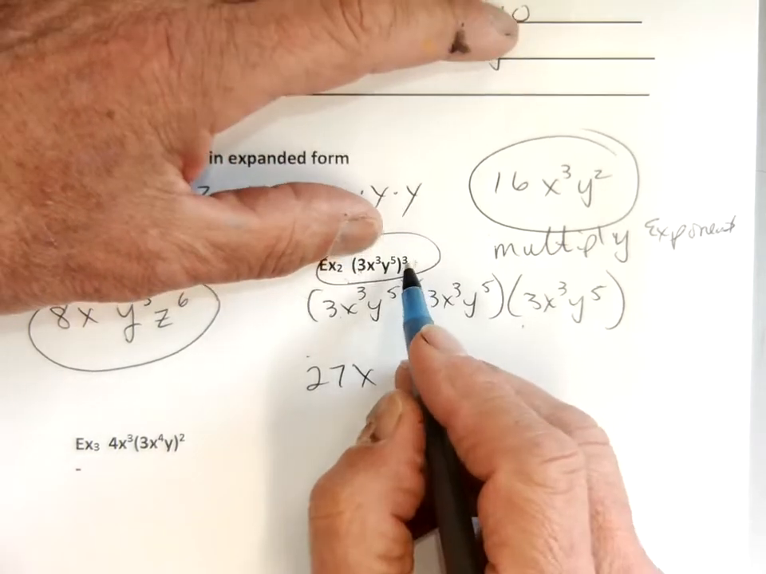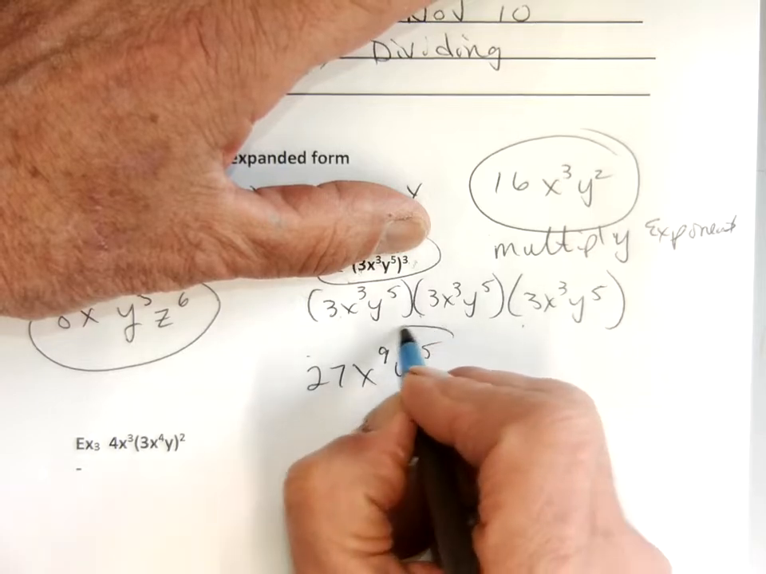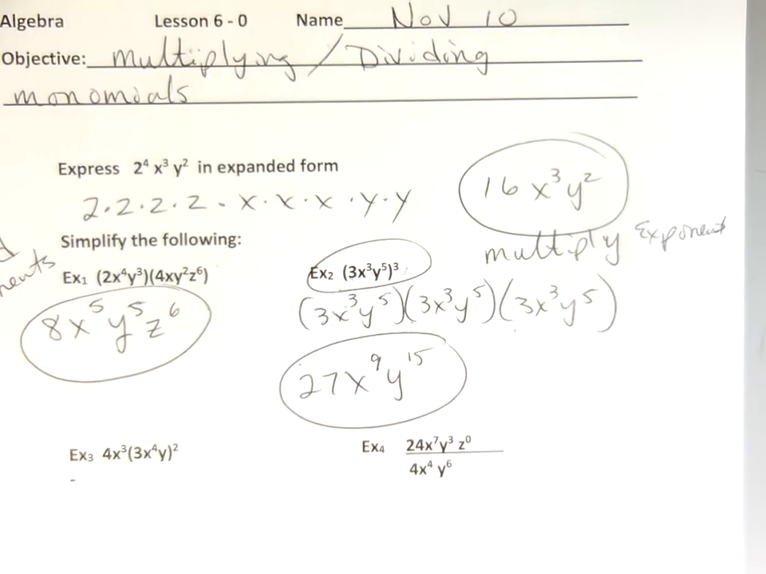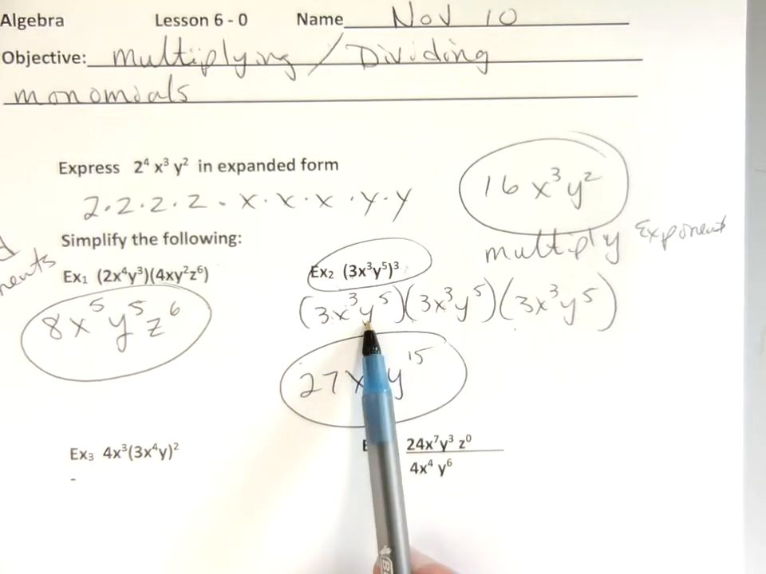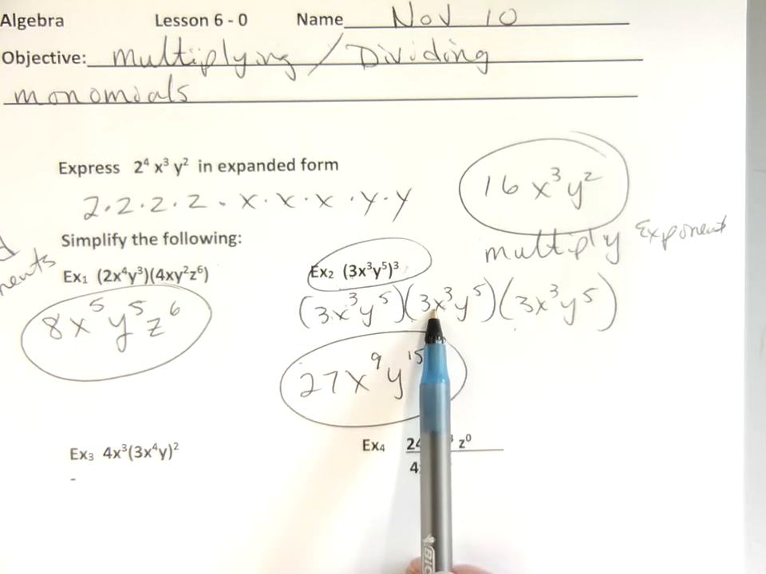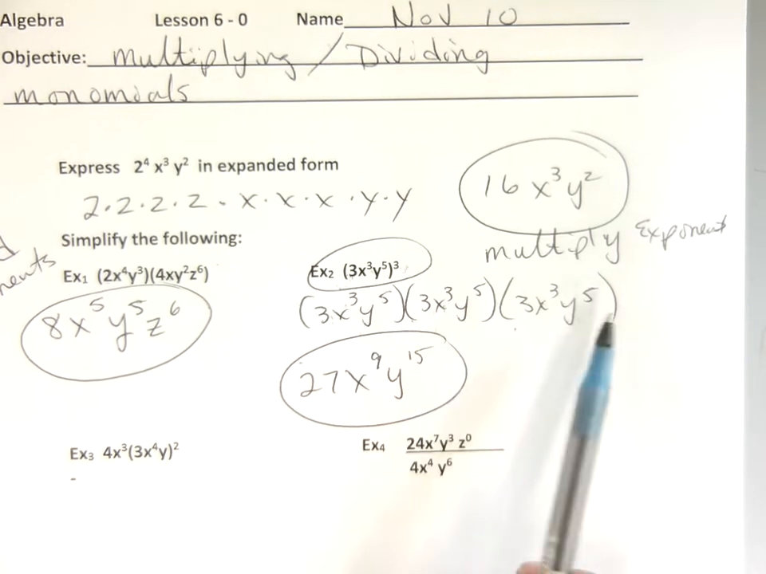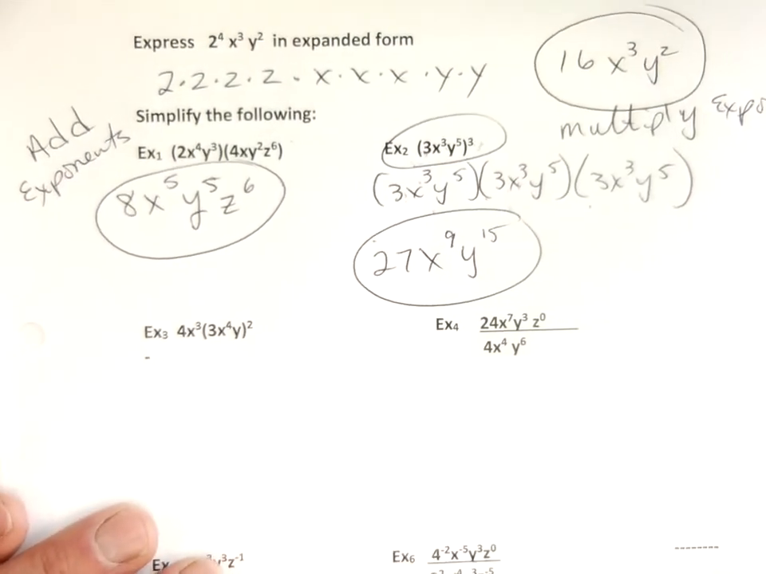X to the 9th. Y to the 15th. Isn't that easier than writing it out three times? This will work. You can write it 1, 2, 3 times: 3 times 3 times 3, x^3, x^3, x^3, y^5, y^5, y^5. Or just multiply exponents. Okay?